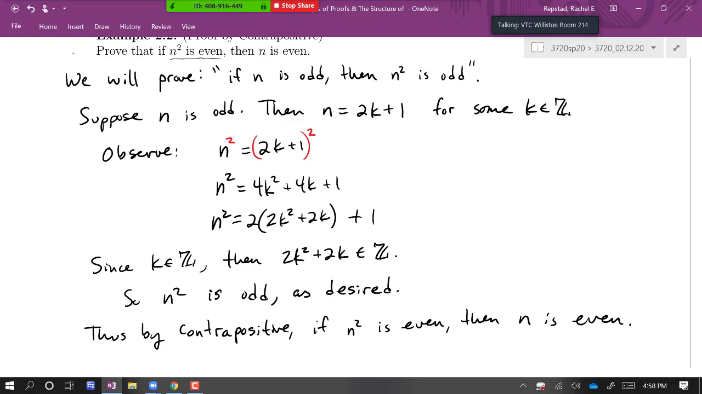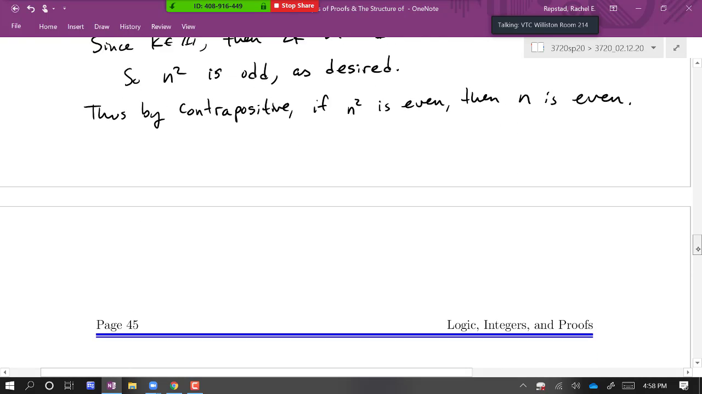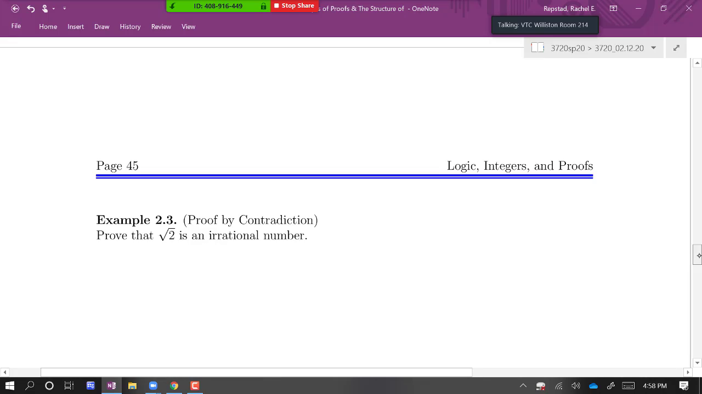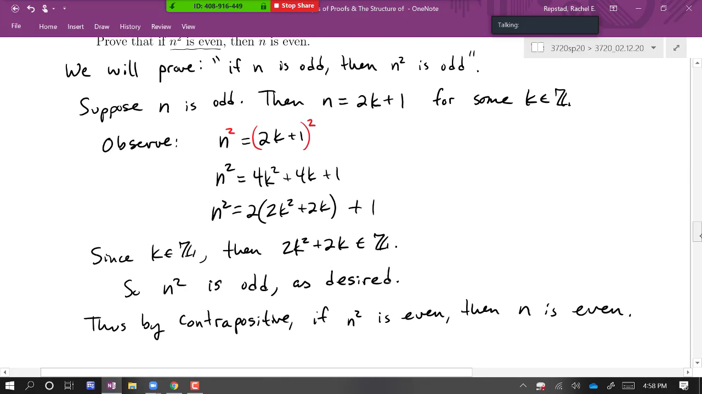But unfortunately, we won't get to it today because it takes more than 7 minutes to do this next one. But this is a pretty famous result. We're going to show that the square root of 2 is irrational, and that's a nice one to do by contradiction. Today's Wednesday, so I guess we'll do that on Monday.